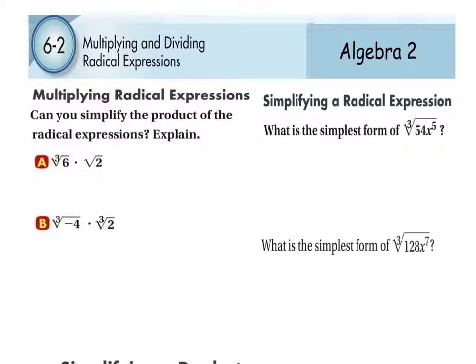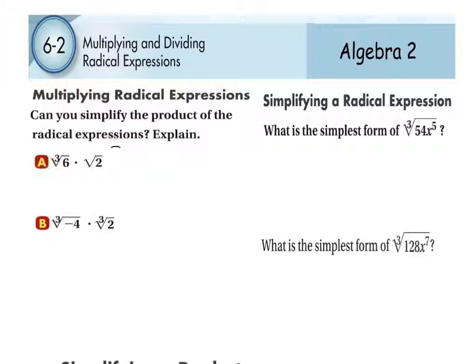Okay, now let's take a look at some of these examples. It says, can you simplify the product of the radical expression and explain? Okay, so we've got the cube root of 6 times the square root of 2. You'll notice that these roots are not the same. So can I make this the cube root of 12 or the square root of 12?